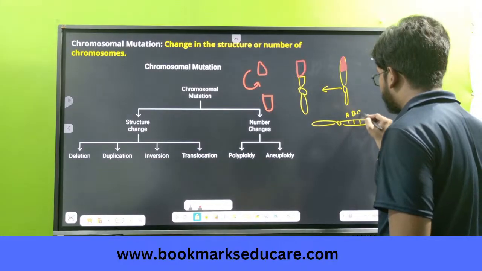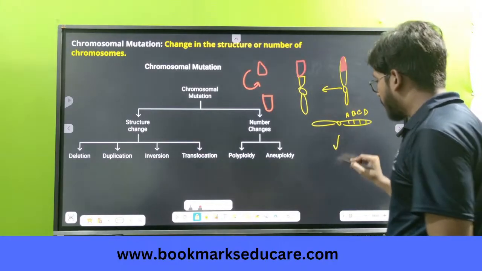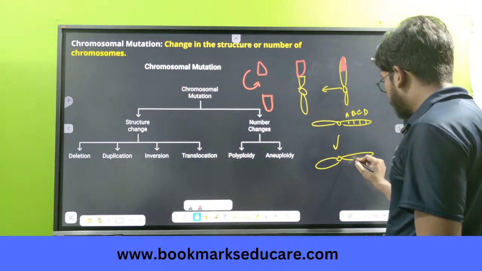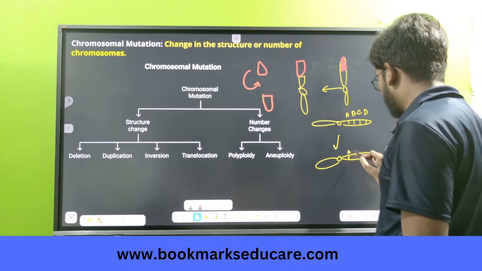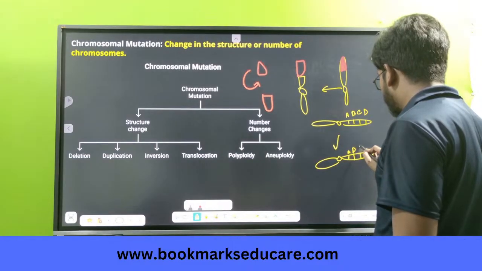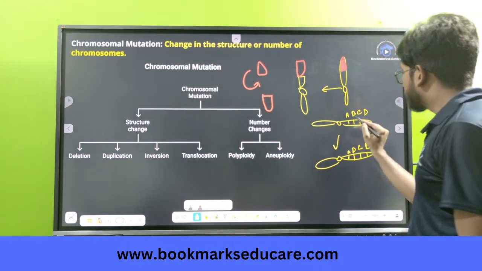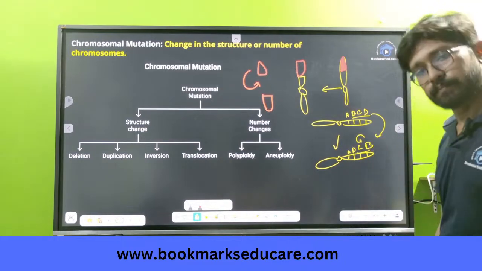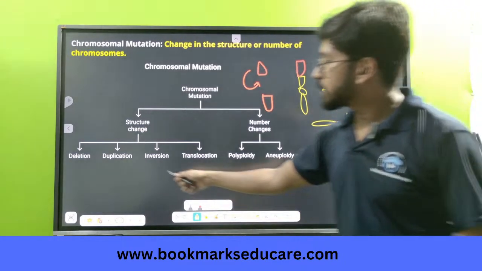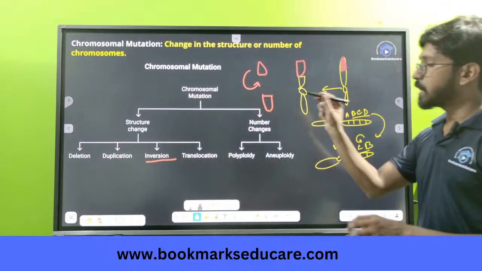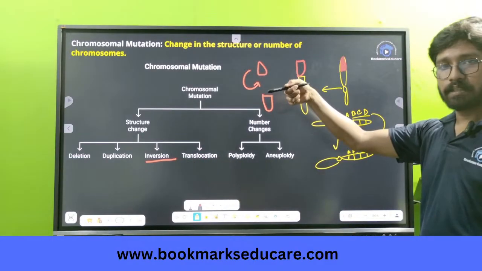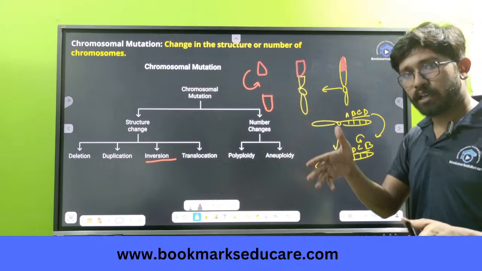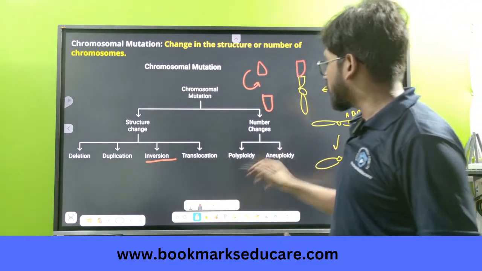Maybe A, B, C, D. Okay, and when inversion occurred, it became A, D, C, B. So this portion turned over on itself. Okay, so that's why it is inversion. Inversion meaning यहाँ ऐसे पेन था, हमने घुमा दिया. This is inversion, a rotation of 180 degree. Okay, then comes translocation.